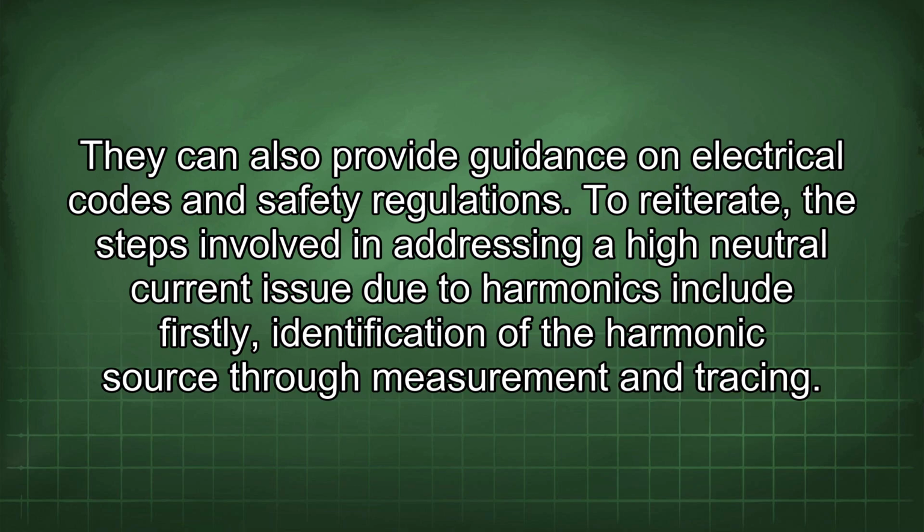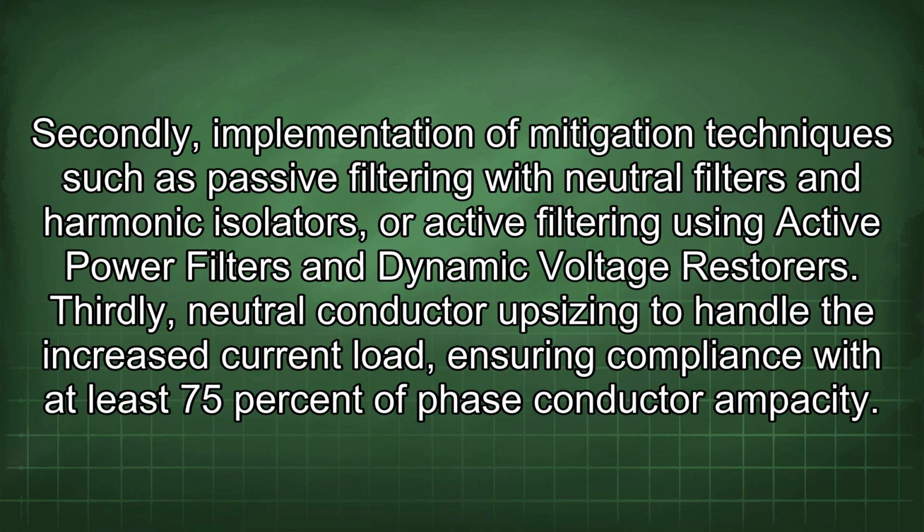To reiterate, the steps involved in addressing a high neutral current issue due to harmonics include, firstly, identification of the harmonic source through measurement and tracing. Secondly, implementation of mitigation techniques such as passive filtering with neutral filters and harmonic isolators, or active filtering using active power filters and dynamic voltage restorers. Thirdly, neutral conductor upsizing to handle the increased current load, ensuring compliance with at least 75% of phase conductor ampacity.